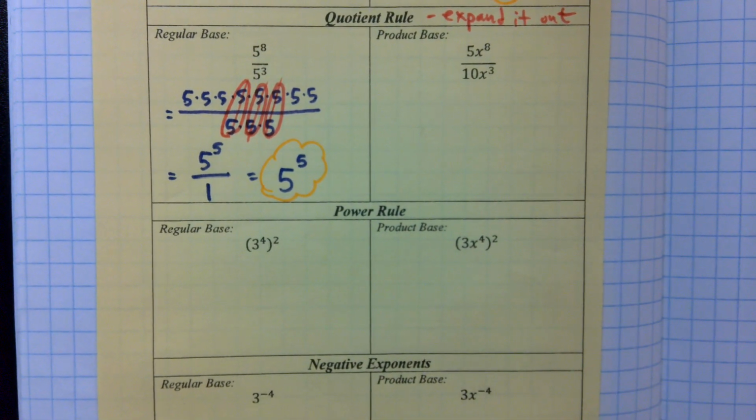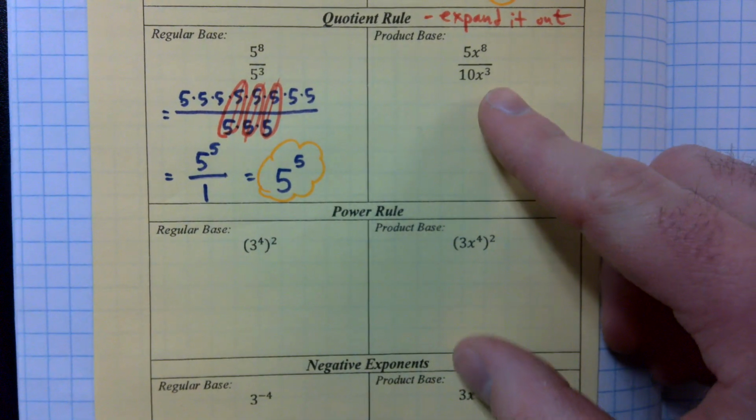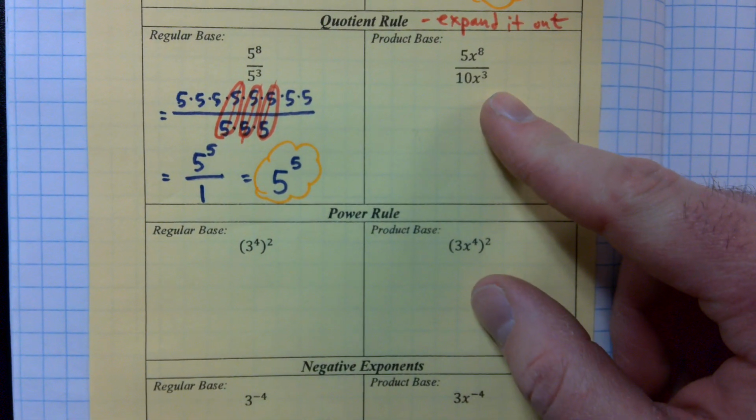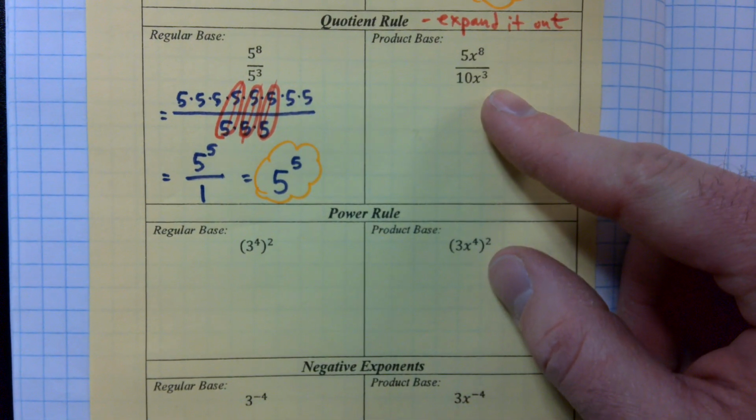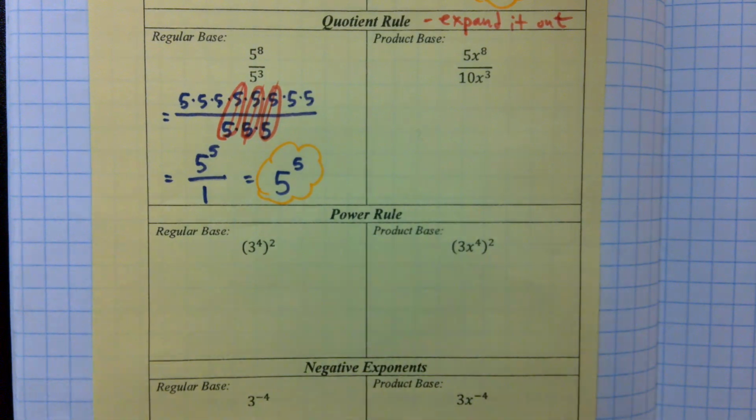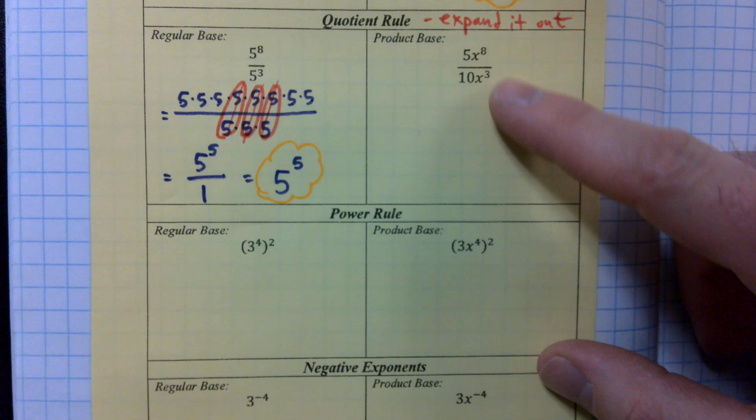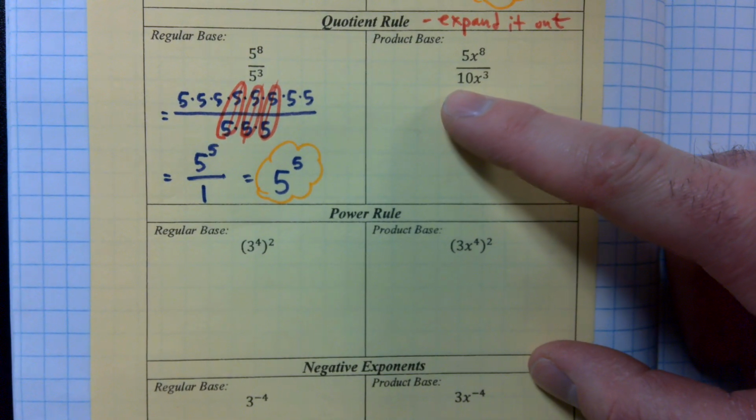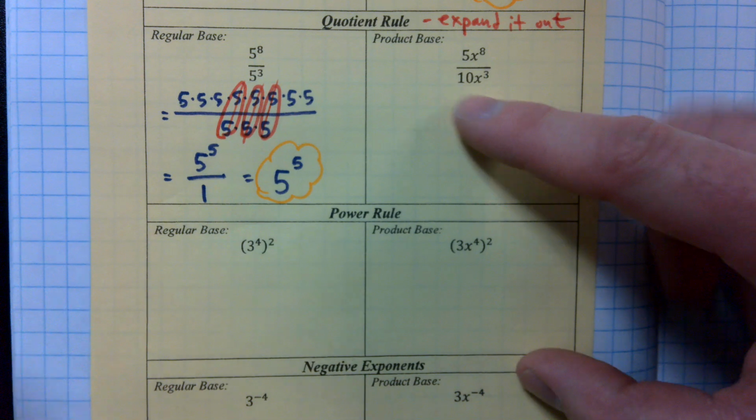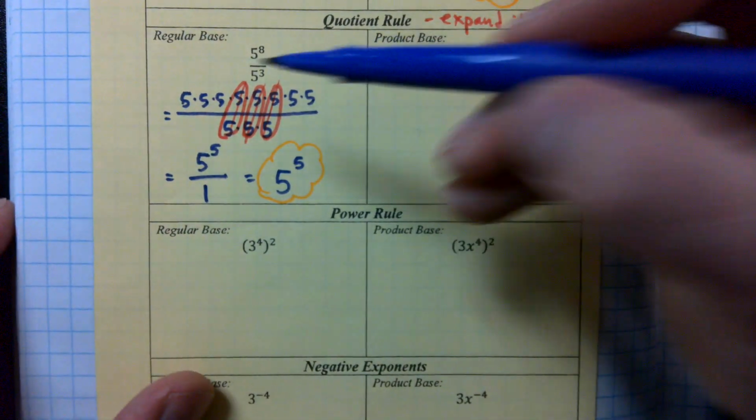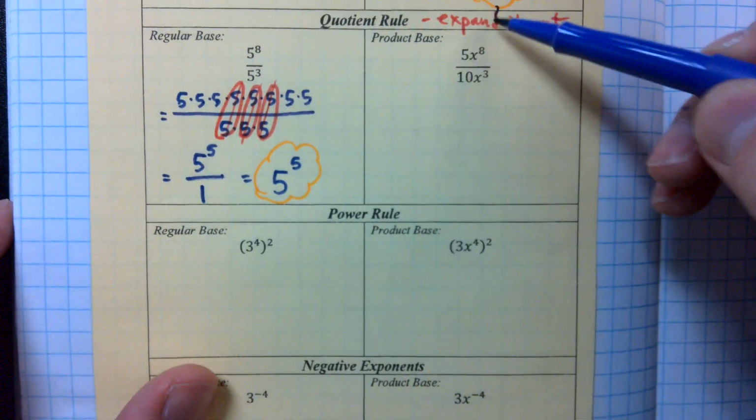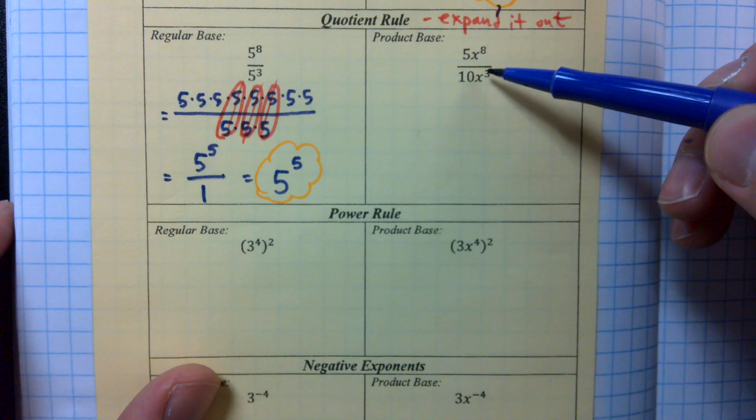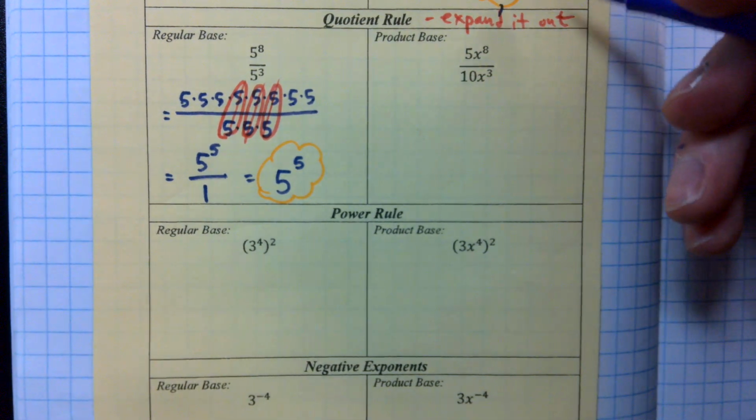The reason why I want to move away from thinking about that is because when I now look at a product base, it's not that easy to just subtract downward, right? Because we get mixed up on where my terms are supposed to be. So if I take this product base, 5x to the 8th over 10x to the 3rd, notice my powers are the same. I've got an 8 on top and a 3 on bottom. But my bases are different, yes?